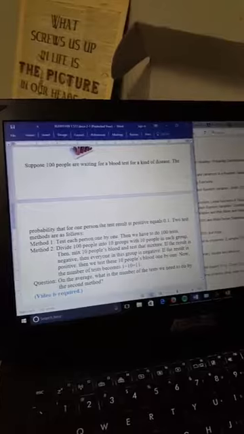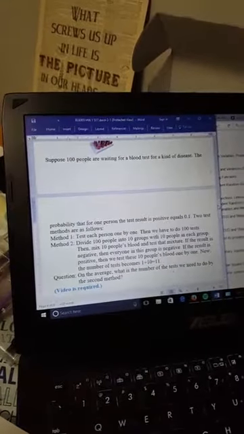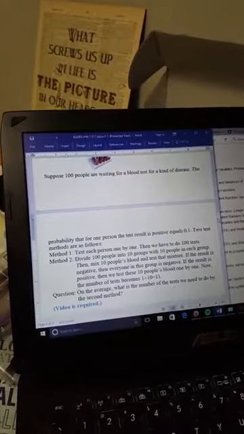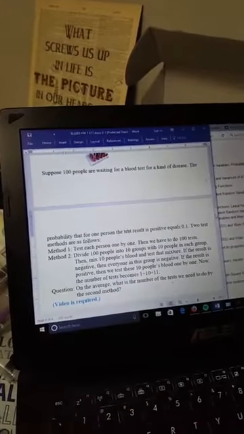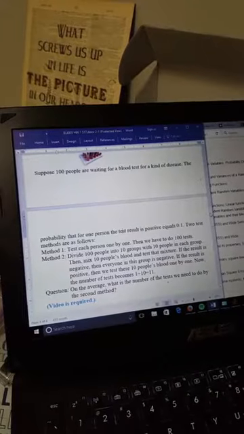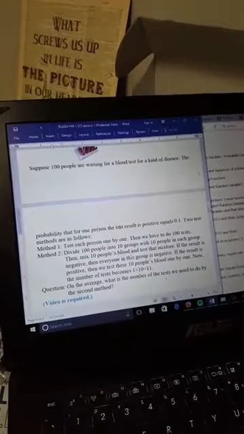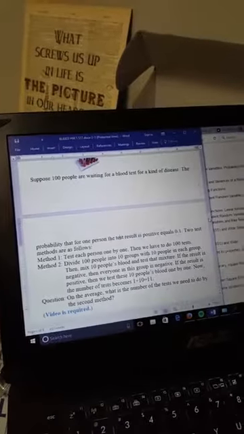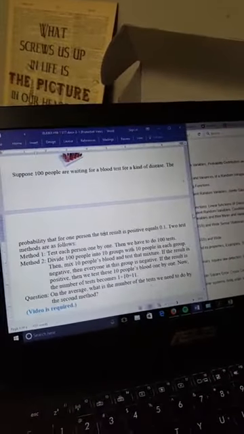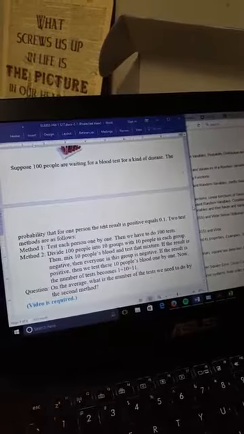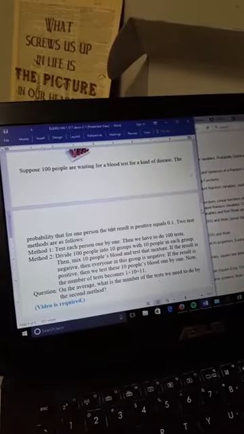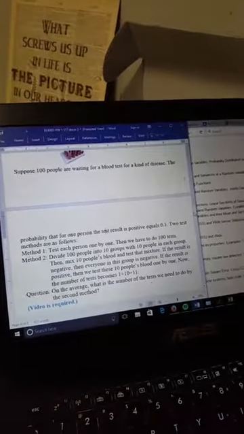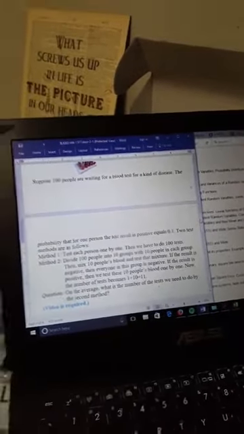Method 1, test each person one by one, which means 100 tests. Method 2, divide 100 people into 10 groups with 10 people in each group. Then mix 10 people's blood and test that mixture. If the result is negative, then everyone in this group is negative. If the result is positive, then we test these 10 people's blood one by one. Now the number of tests becomes 11. So on average, what is the number of tests we need to do by the second method?